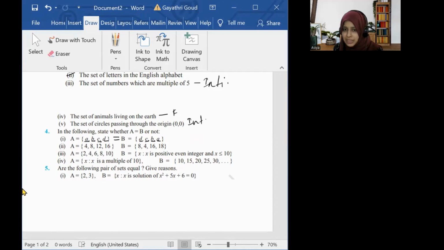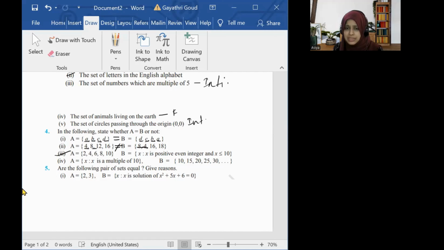Now moving on to the second question. 4, 8, 12. There is no 12 in set B, but it is there in set A. So one element is missing in set B, so they can't be equal sets. Now, I think you can do the third and fourth, or maybe I'll give you the third as homework and we can go for the fourth one.